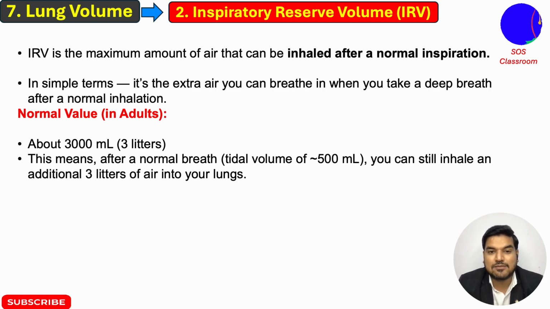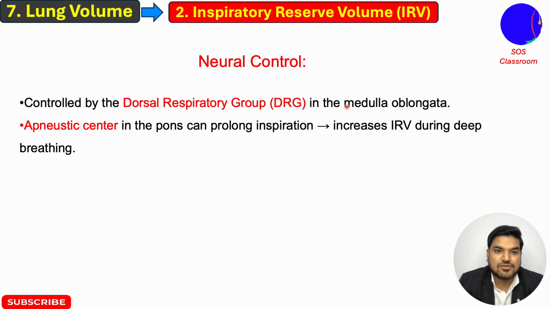It means the extra air you can breathe when you take a deep breath after a normal inhalation. Normally you can take about 3 liters of air after the inspiration. After the approximately 500 ml tidal volume, you can take an extra breath of approximately 3 liters. This is called the inspiratory reserve volume. How is it controlled? It is controlled by the DRG center in the medulla oblongata, and apneustic centers in the pons can prolong the inspiration and increase the IRV during deep breathing.